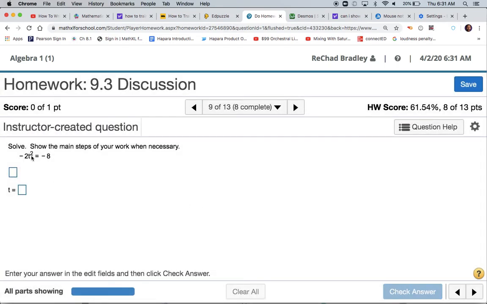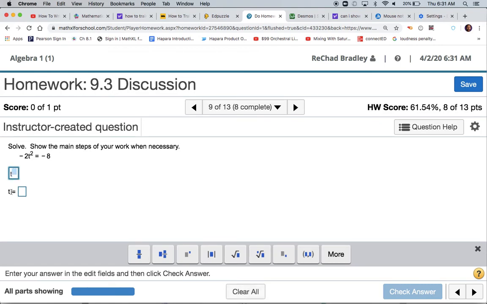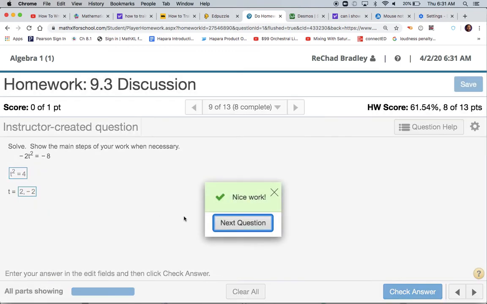Same thing here. Negative 2t squared equals negative 8. First thing you gotta recognize is this goes last because that's the most powerful part. Negative 2, I'm going to divide by negative 2 again. 8 divided by 2 is 4. I know it'll be positive because both of these things are negative, so t squared equals 4. And then when I square root both sides, I get 2 and negative 2.